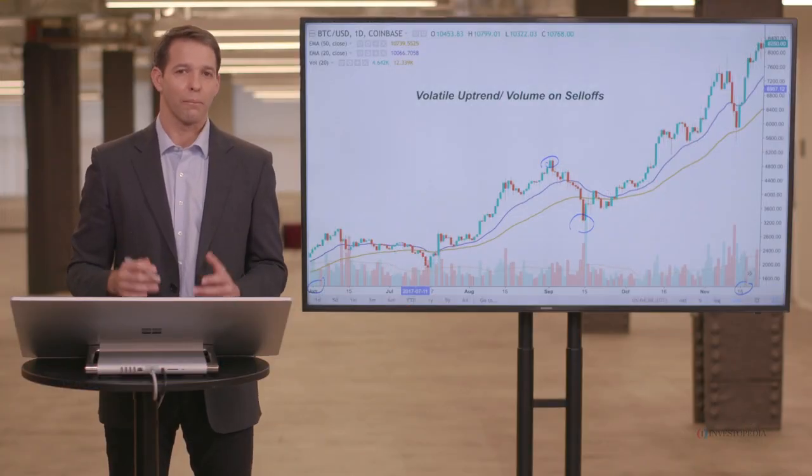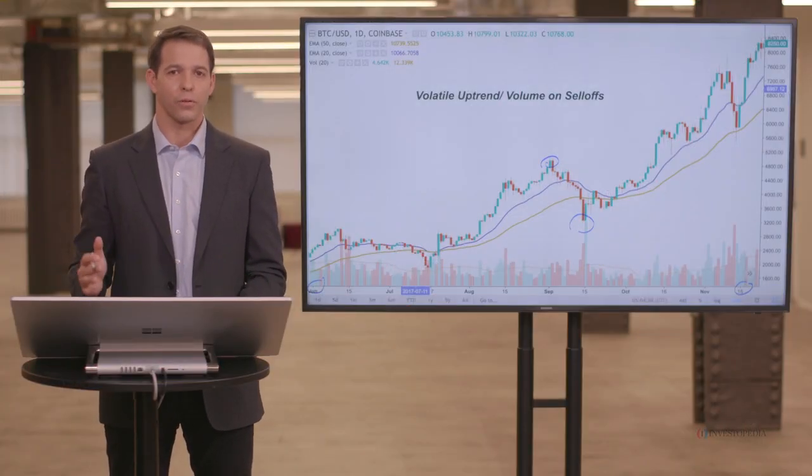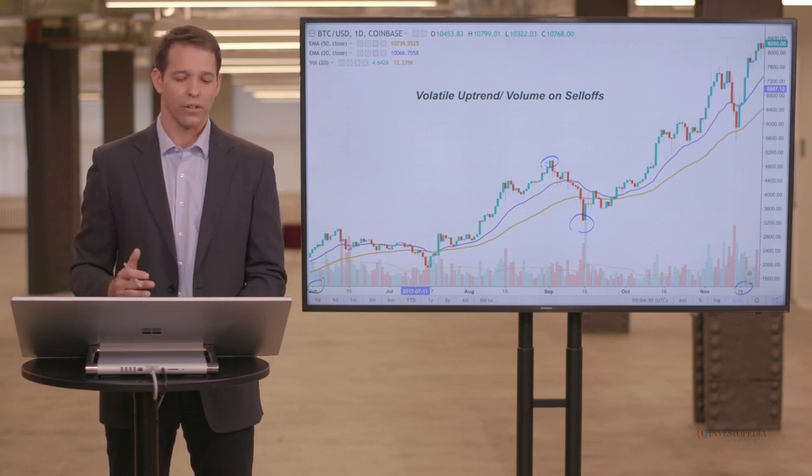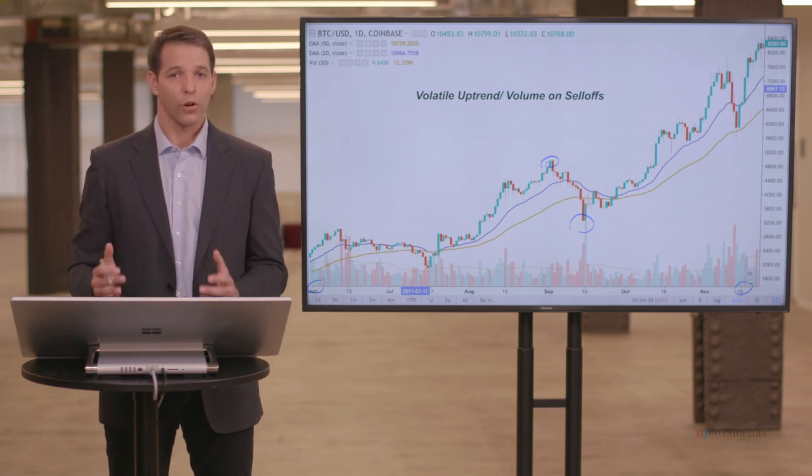Now, people who say that they bought Bitcoin in 2017 and made 1,300% gains, you have to keep in mind that it wasn't easy. There was a lot of volatility. So if you didn't buy this market at the right points, you could have lost a lot of money.